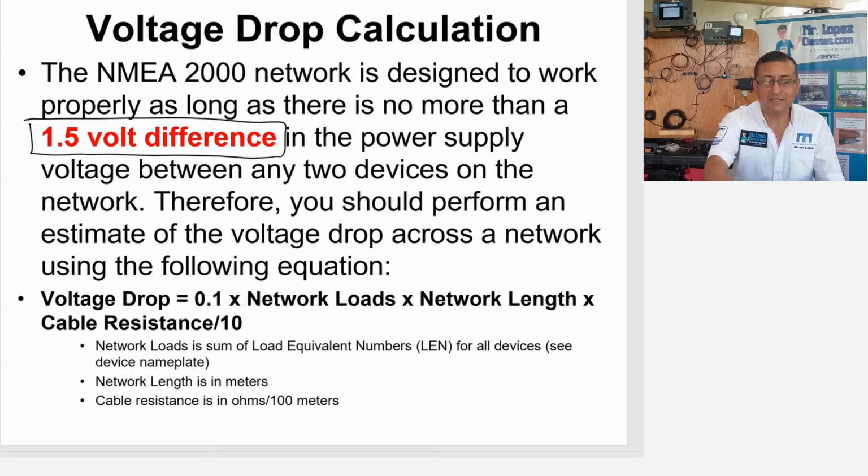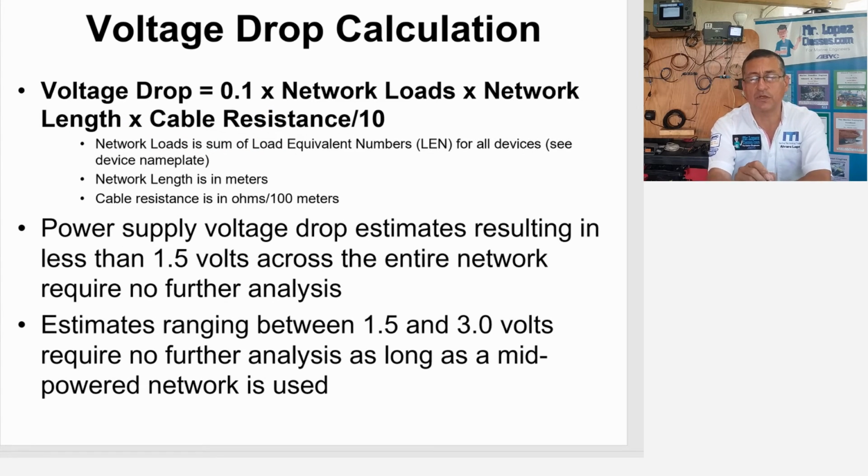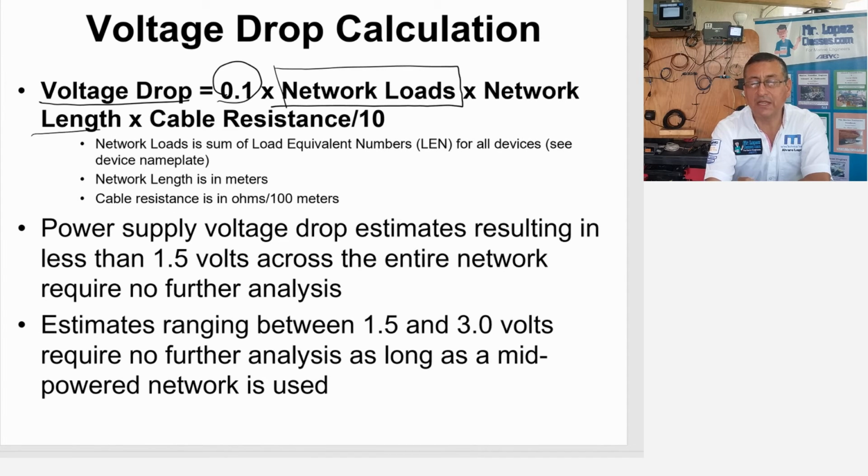The equation states this. Let me explain it better. Voltage drop should be equal to 0.1 times the network loads, times the total length of the backbone, times the cable resistance, and all of this divided by 10. This is a simple formula.